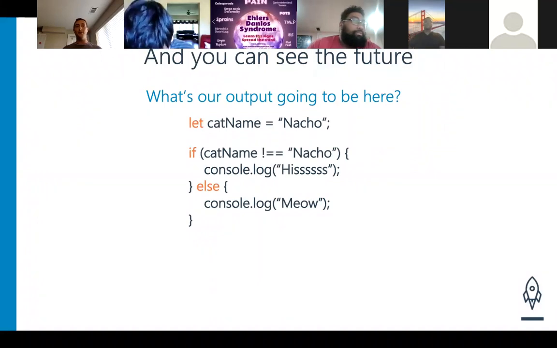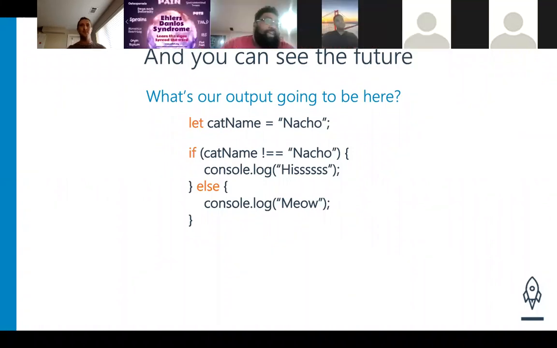What would be our output for this particular code? We have let catName equals Nacho and an if statement below. Oh, and I am being a terrible host. I didn't let anyone unmute themselves. Feel free to unmute and let me know your answer here. What is the output? Meow. Meow. Thank you. I just want to hear a bunch of people meow this morning.